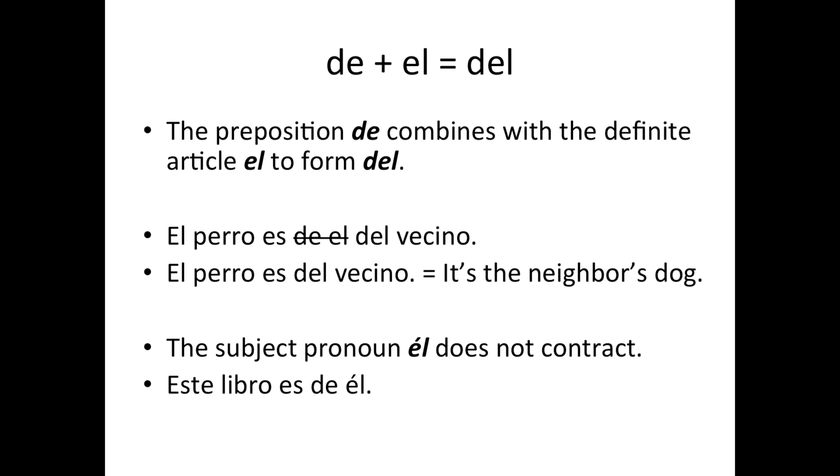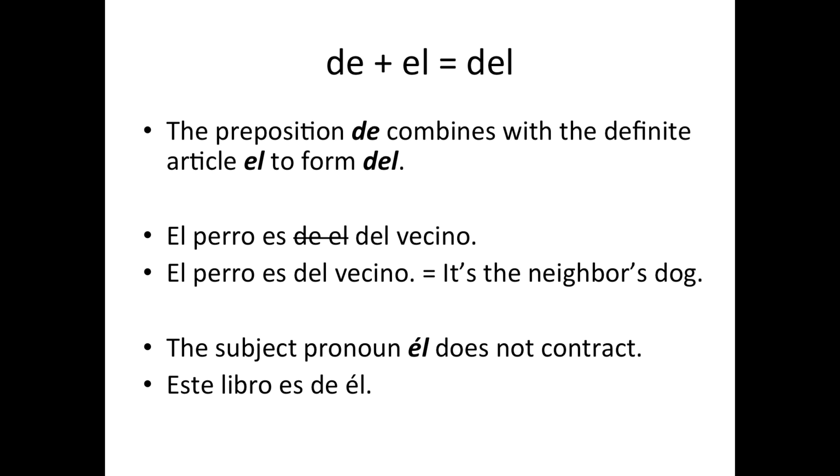Now, let's look at our second one. The preposition de combines with the definite article el to form del. It's the exact same rule as the contraction that we just looked at. Now, let's look at an example. El perro es de el vecino. Okay, so instead of saying de el, we're going to contract that into del. El perro es del vecino.